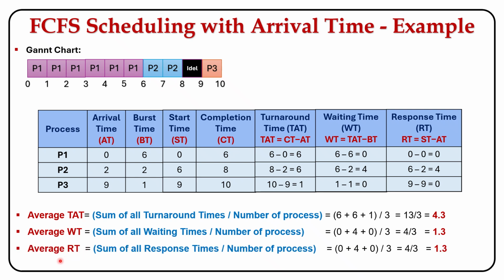Finally, we can calculate the average response time using the formula sum of all response times divided by number of processes. The response time for process P1 is 0, for process P2 is 4 and for process P3 is 0. By substituting it in the formula, we get 0 plus 4 plus 0 divided by 3, which is equal to 1.3. So hope you are clear on FCFS scheduling algorithm with arrival time in this example problem.